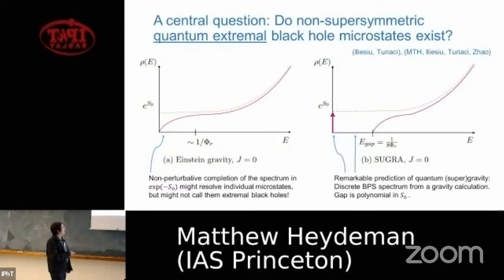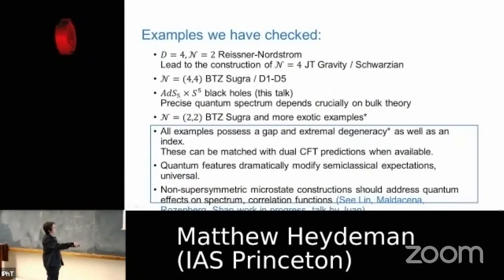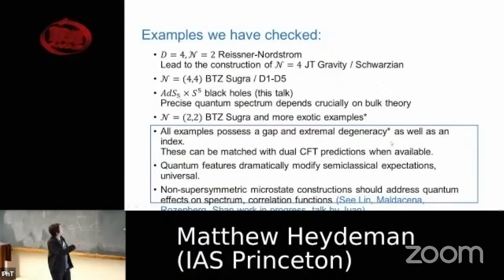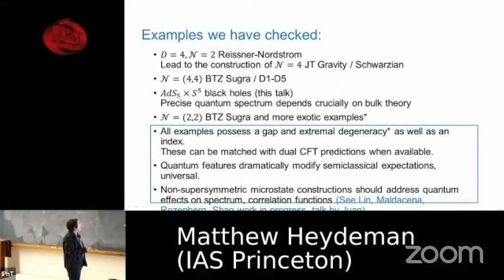Okay. So let me just give you a quick list of the examples we checked. I'm sorry about the slides here, for some reason there was an error in the PowerPoint. We checked the d=4, N=2 Reissner-Nordström, and that led to this N=4 JT gravity and the N=4 super-Schwarzian. The N=4 BTZ, so this is the BTZ inside of AdS3 × S3, gives you a similar Schwarzian theory.